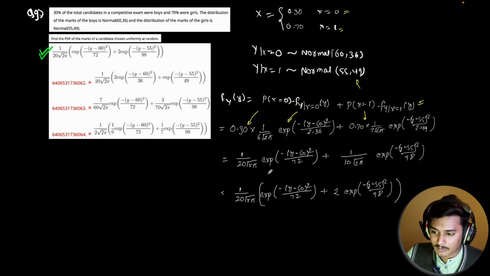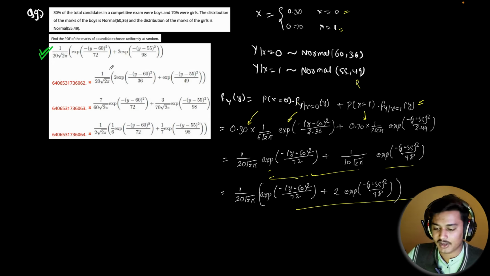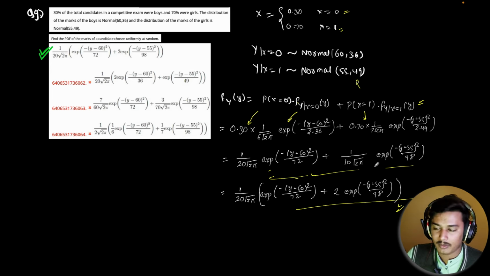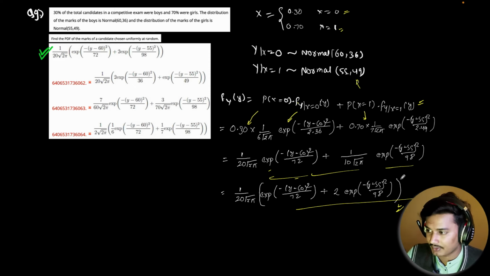When we solve this, we will get this. Now we will take 1 by 20 root 2 pi common, so we will get this particular thing. And this is what our first option is. So this is how it will get solved. Now do remember this as we will be following it in the next question.